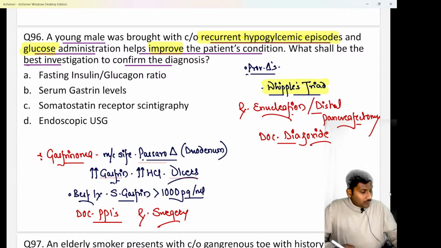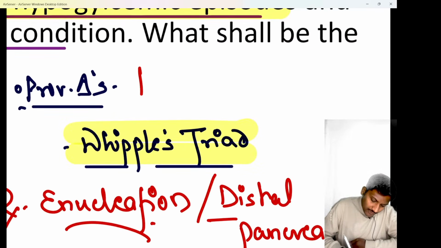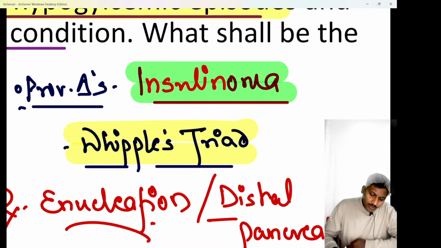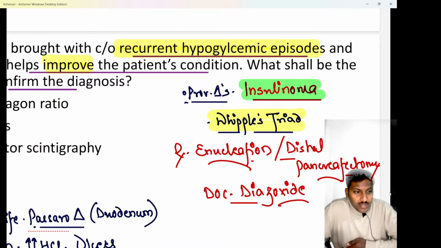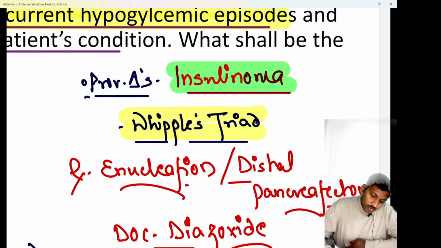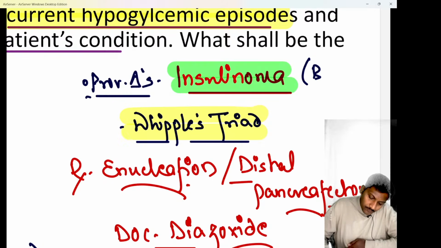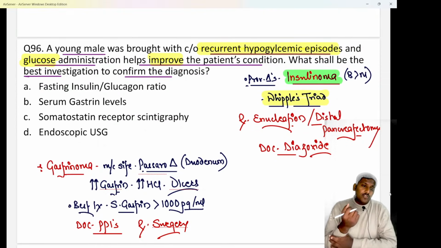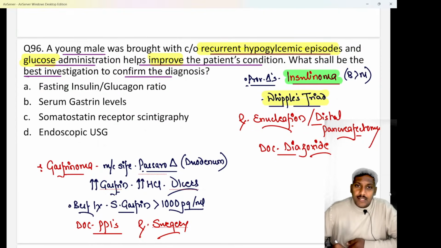Whipple triad is a classical feature of insulinoma. Insulinoma is the most common functional pancreatic neuroendocrine tumor. Majority of insulinomas are benign in nature, about 90%. And as this is a tumor arising from beta cells, it secretes a lot of insulin, and this excess insulin causes recurrent hypoglycemia in the patient, the classical Whipple triad.